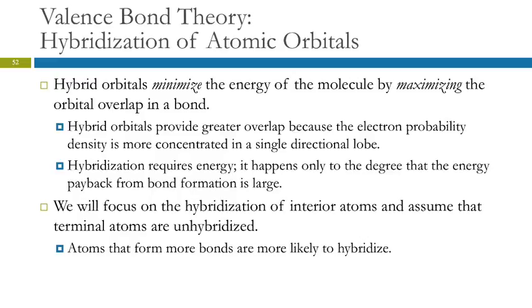What hybrid orbitals do is they minimize the energy of the molecule by maximizing the overlap. The better the overlap, the lower the energy, the more stable the molecule. So they're going to give us better overlap because the electron probability density is going to be concentrated on one side, on one lobe, instead of on both sides.